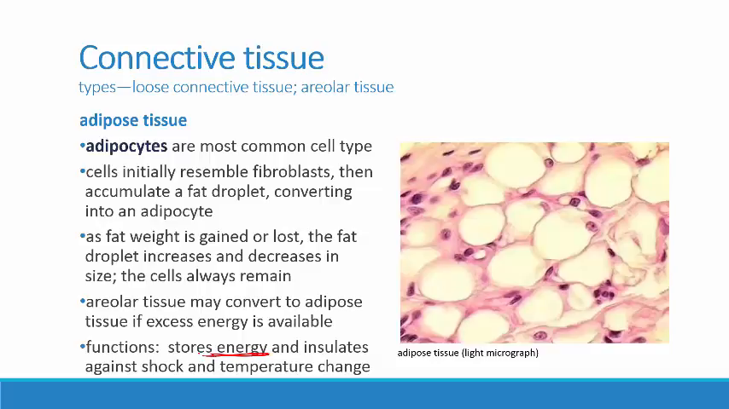And it can also insulate the body against temperature change and organs within the body against being shocked or being pushed around, being bumped. So when we fall, for instance, the kidneys don't rattle around in their spot there in the lower back. Instead, they are padded in that place by a lot of adipose tissue that helps to keep them from being jostled too much.